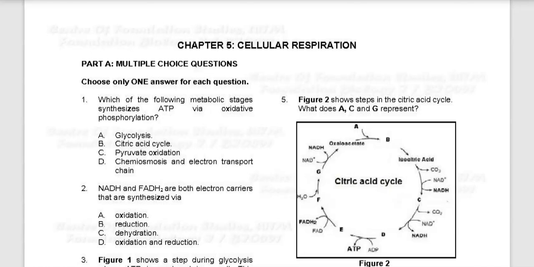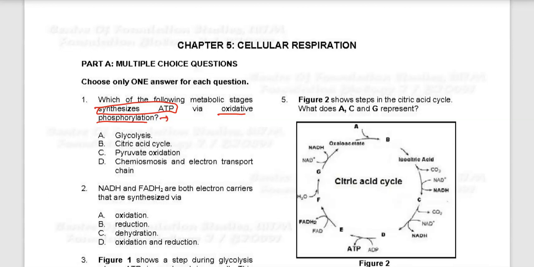In this video, we are going to discuss Chapter 5 on Cellular Respiration, Part A multiple choice questions. Okay, so for question number 1, which of the following metabolic stages synthesizes ATP molecule via oxidative phosphorylation?